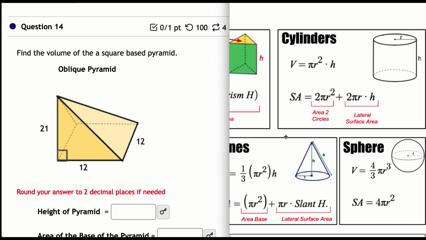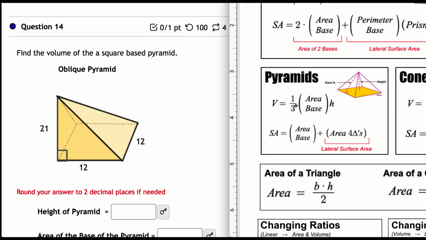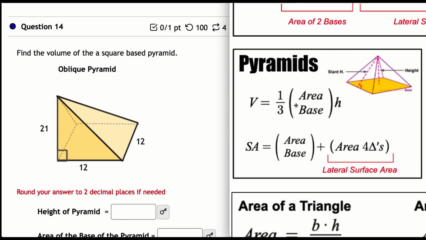Next, what you see here is a pyramid. Pyramids are on this shape right here, and pyramids have two formulas also. We just got to figure out, first of all, what is the area of your base and what is the length of your height.